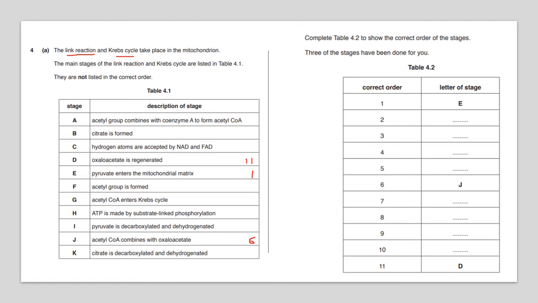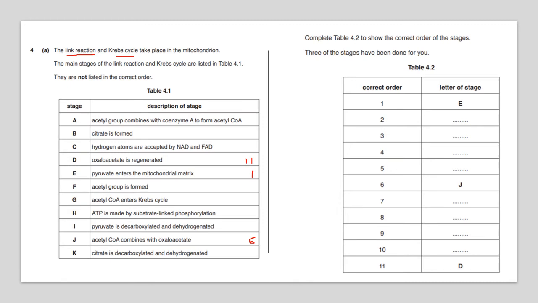So over here, let's see. It says E is number 1. Pyruvate enters the mitochondrial matrix. So that sounds like the beginning of the link reaction. When the link reaction happens, this is a chapter 12 question, I believe. When the link reaction happens, when pyruvate gets into the matrix of the mitochondria, what happens there is it is decarboxylated, which means it loses a carbon in the form of CO2, and it loses a hydrogen as well.